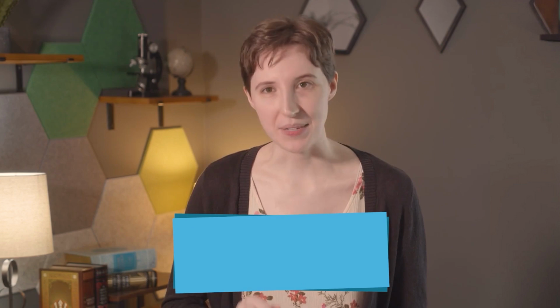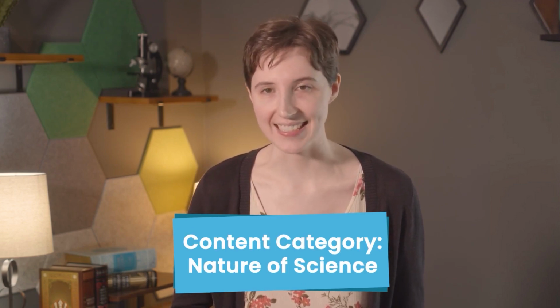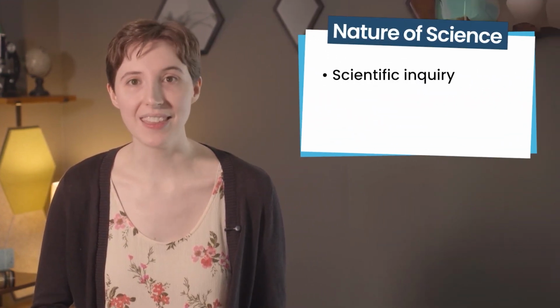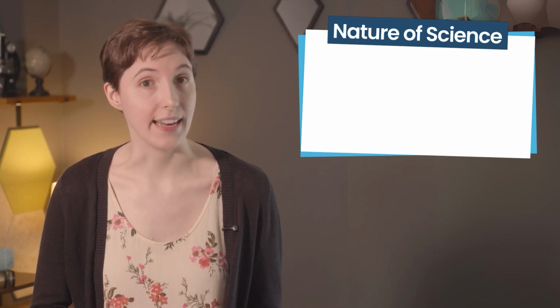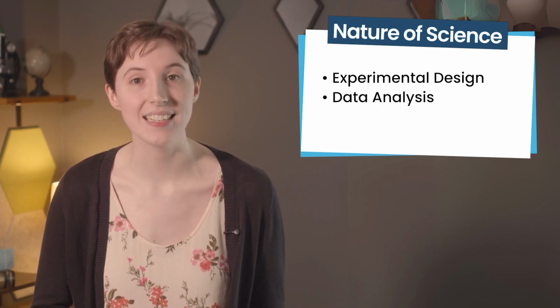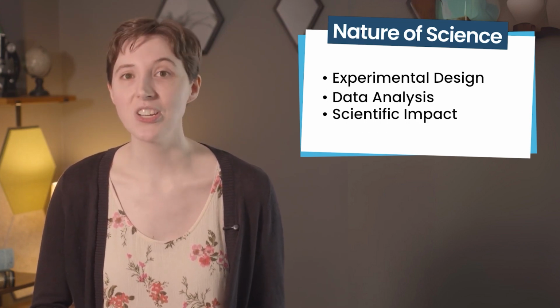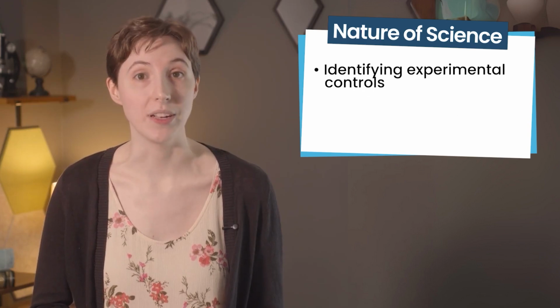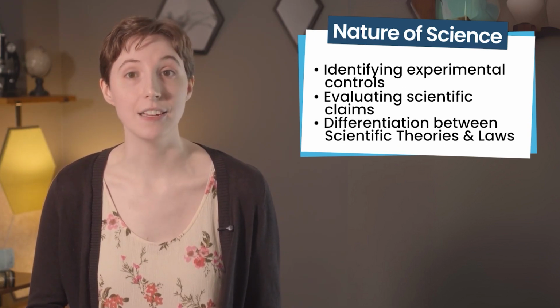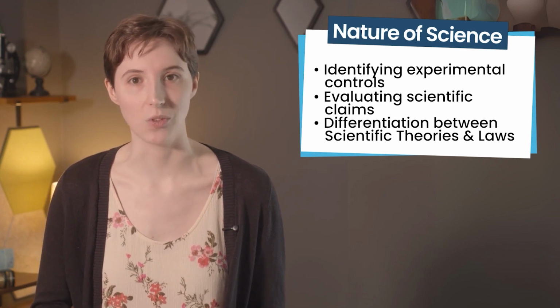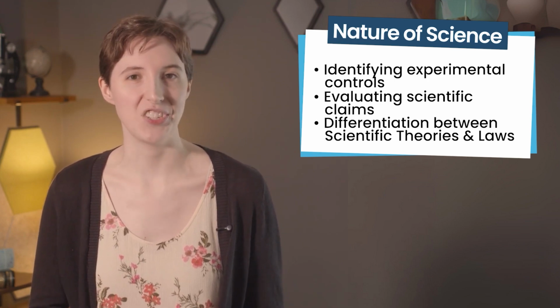Now, let's take a deep dive into the breakdown of the content on the exam. Domain 1 is all about the nature of science. This domain covers scientific inquiry, methodology, and science-society relationships. You'll need to understand experimental design, data analysis, and scientific impact. Questions focus on identifying experimental controls, evaluating scientific claims, and understanding the difference between scientific theories and laws. Let's look at a sample question.